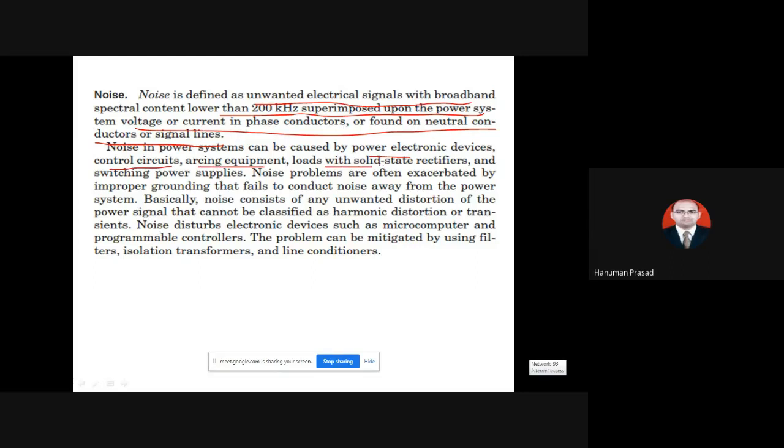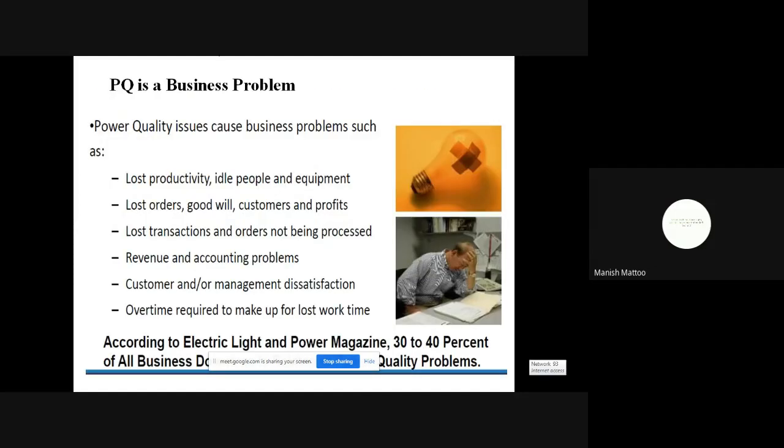सर क्लास कब तक है? Power quality, just within 5 minutes to conclude. The last 1 or 2 slides are remaining.